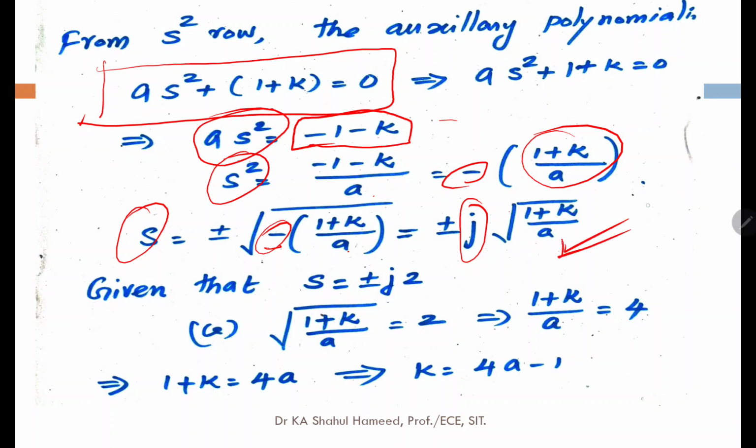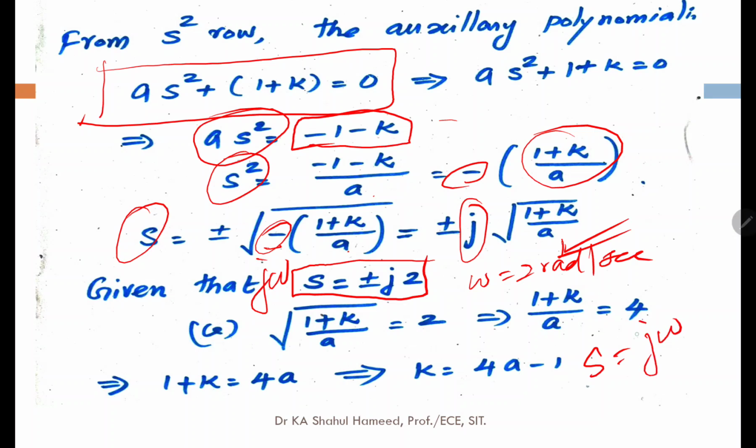So here the data given, that is oscillating frequency, s is equal to j omega, is equal to plus or minus j2, that is omega is equal to 2 radians per second. Hence I am just substituting omega is equal to 2 in s is equal to plus or minus j omega. I will get s is equal to plus or minus j2.